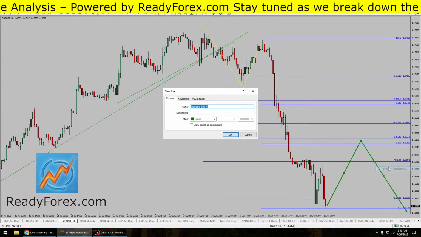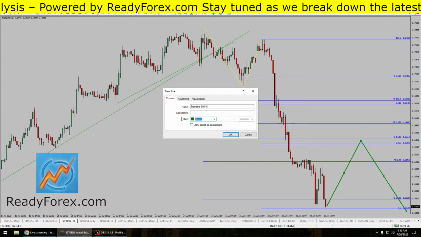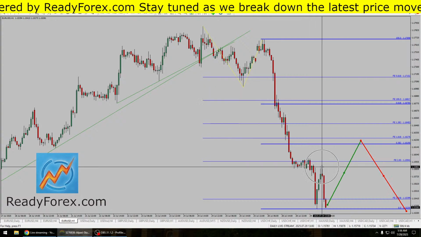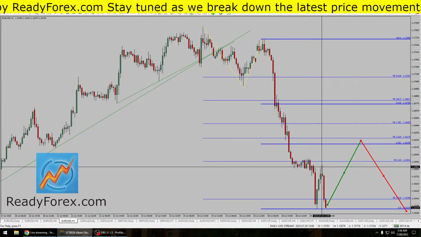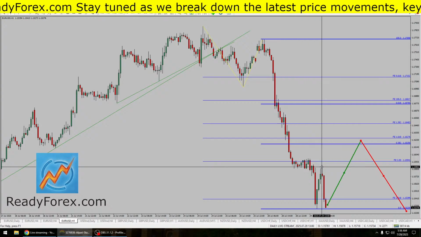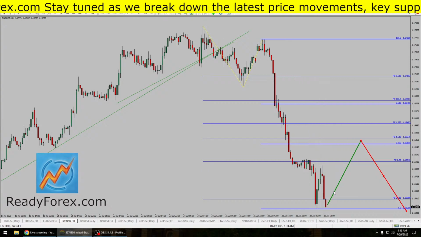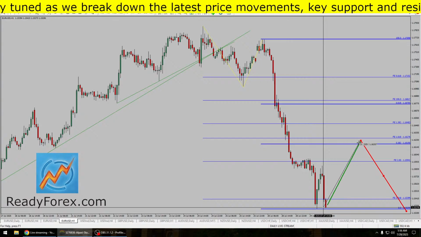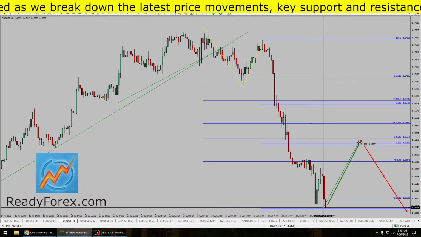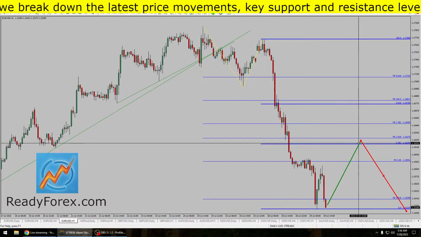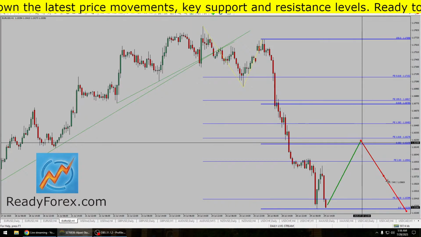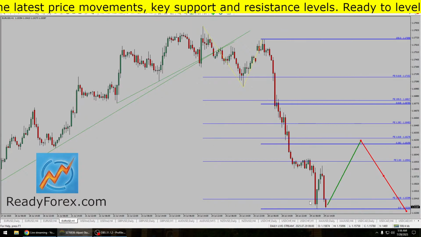So wait for a pullback. Now over here we got a slight pullback, but this is just some kind of a sub Elliott wave. So we're looking for a big bullish pullback over here, about 90 pips, maybe more than that, and then the market is probably going to provide us a sell pattern or a bearish trend setup over here.